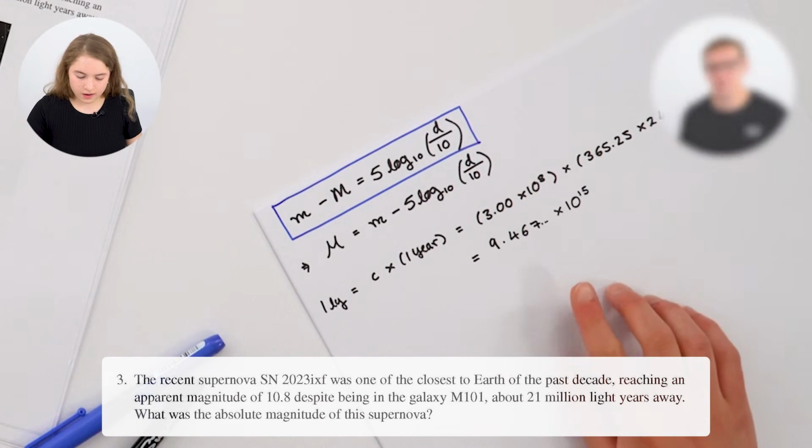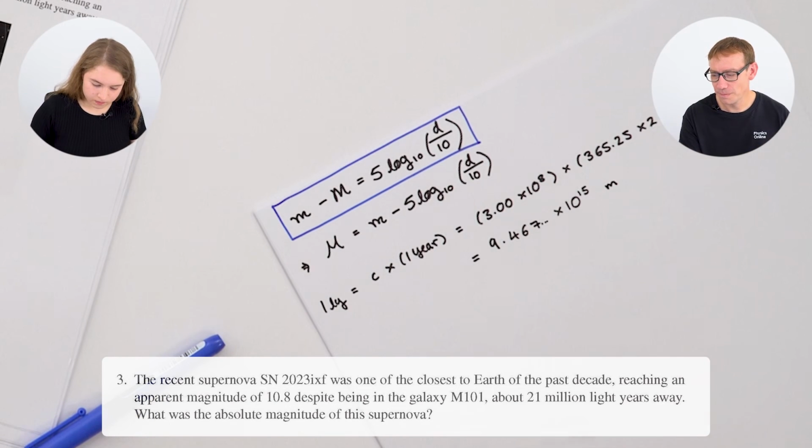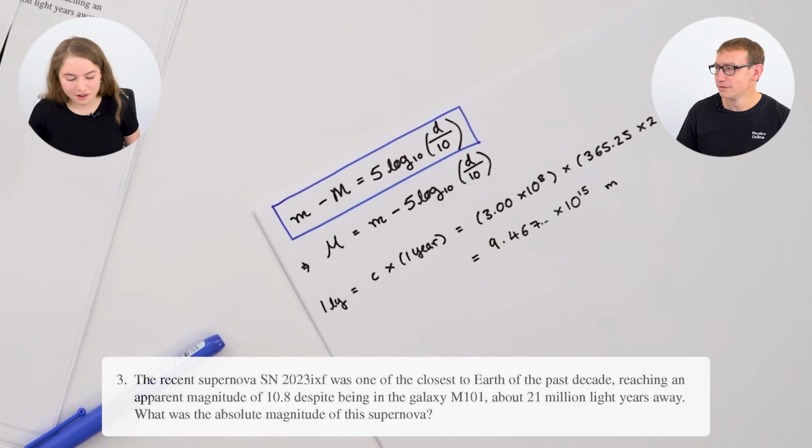So that's the number of meters in a light year. I'll just put that unit in there. But we want to know how many parsecs there are in 21 million light years. This is just there for a bit of context about how far a light year really is.